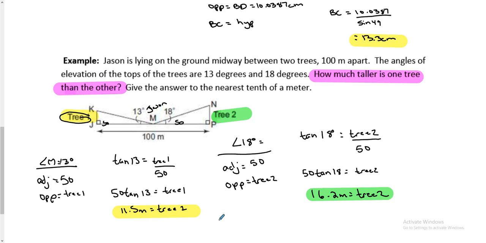So 16.2 minus 11.5 gives us 4.7 meters. So you say tree 2 is taller by 4.7 meters. And that answers our last question here.